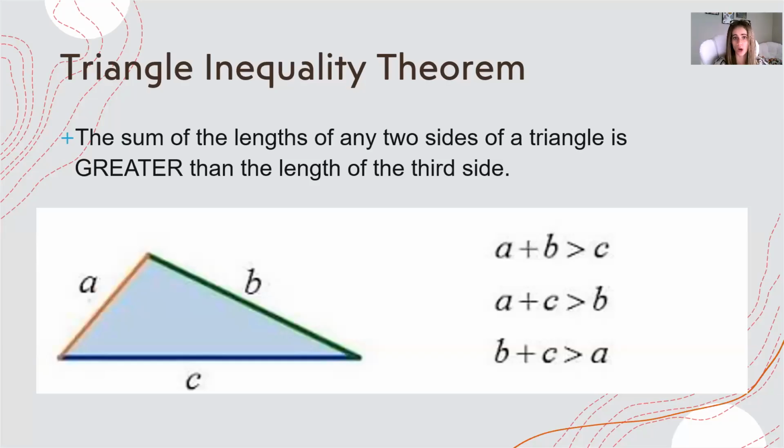So the triangle inequality theorem tells us that in order for a shape to actually form a triangle, the sum of the lengths of any two sides is greater than the length of the third side. All right, let's break that definition down with our diagram here.